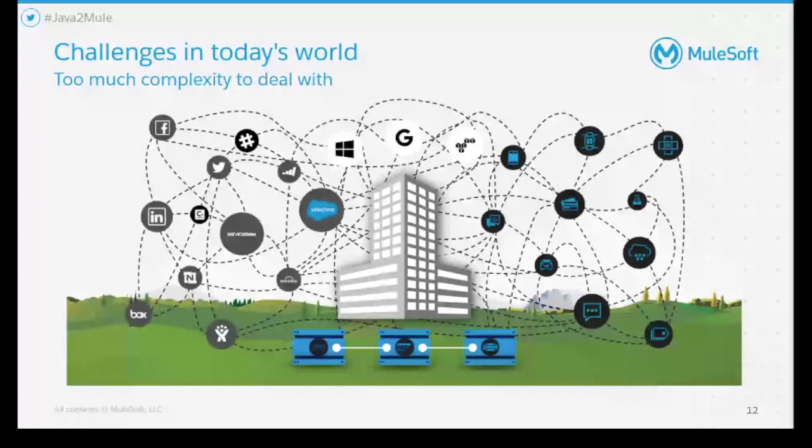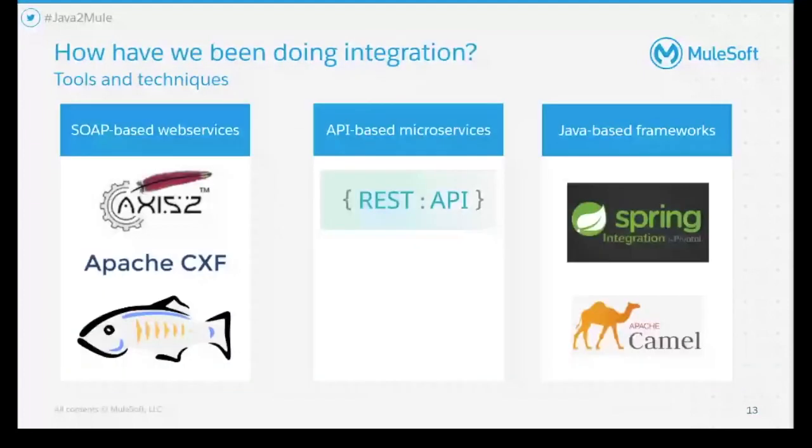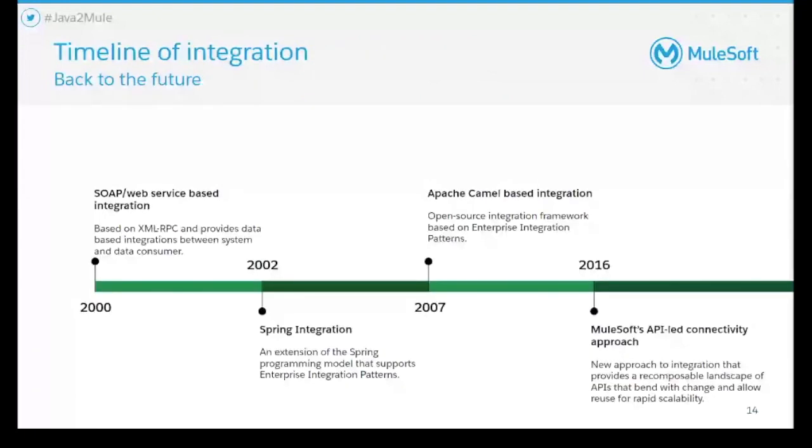We've been attempting to resolve these issues, and initially they worked by connecting everything together. And we've used technologies like SOAP, for example, to achieve this. We've used API-based microservices and Java-based frameworks. We've spent a good part of the last 20 years looking at ways of being able to bring data together, to integrate that so that we can manage that data in a much more effective way. And of course, looking at a timeline going back to 2000, SOAP services were released to provide a way of bringing together systems and customer data.